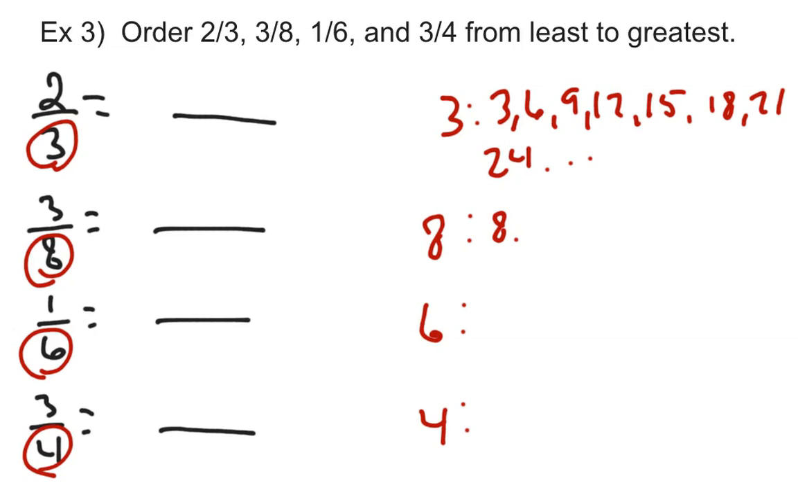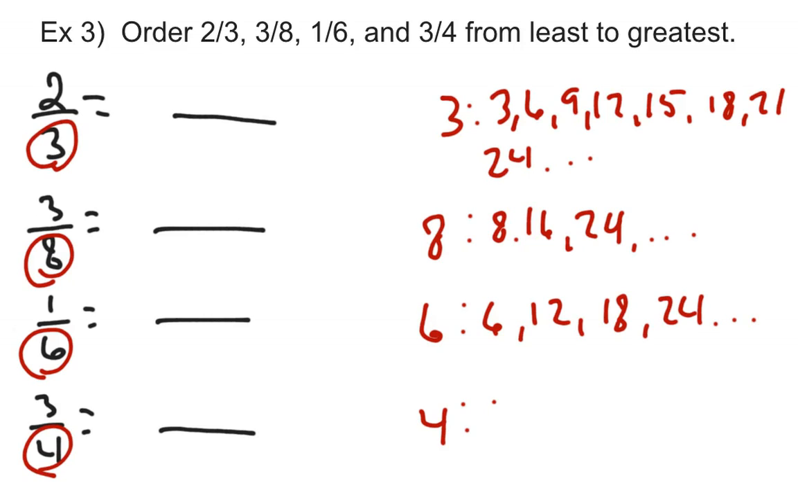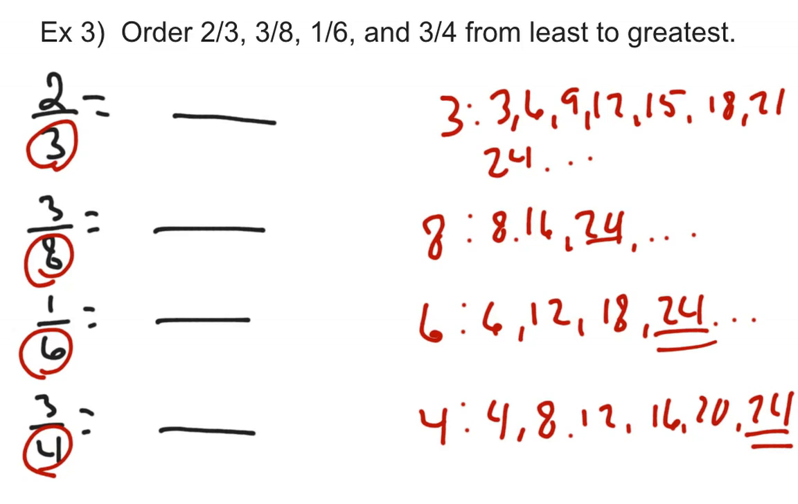Multiples of 8: 8, 16, 24. Looking good so far. 6, 12, 18, 24. Bingo. We're going to keep it going. 4, 8, 12, 16, 20, 24. And would you look at that? The 24 is common in all of them, which means 24 can become my denominator for all of them. Okay, 24. Let's go ahead and change these over.